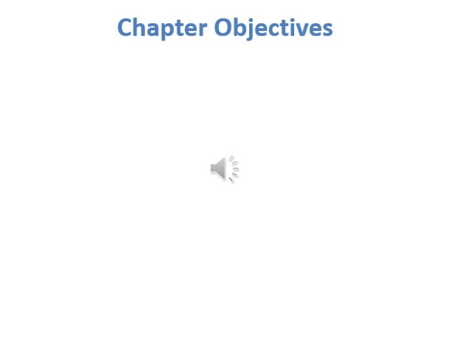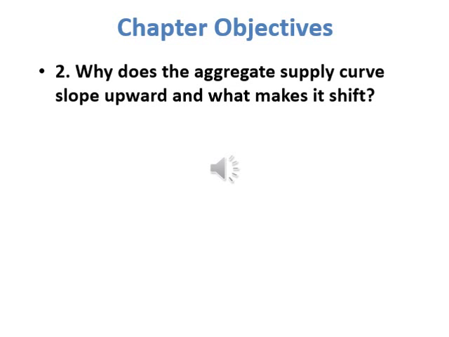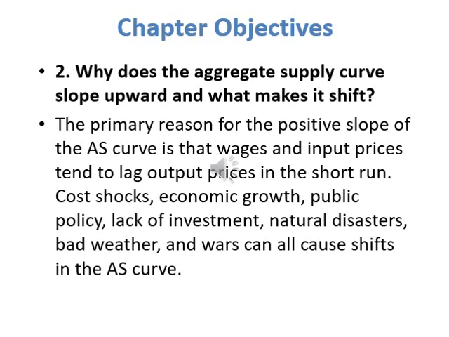The primary reason for the positive slope of the AS curve is that wages and input prices tend to lag output prices in the short run. Cost shocks, economic growth, public policy, lack of investment, natural disasters, bad weather, and wars can all cause shifts in the AS curve.